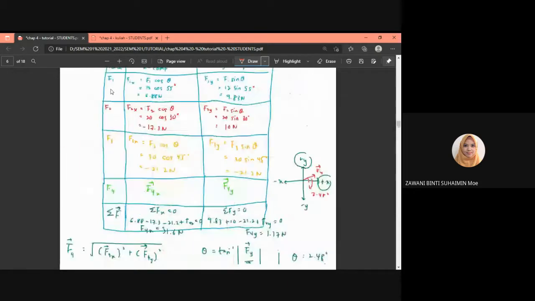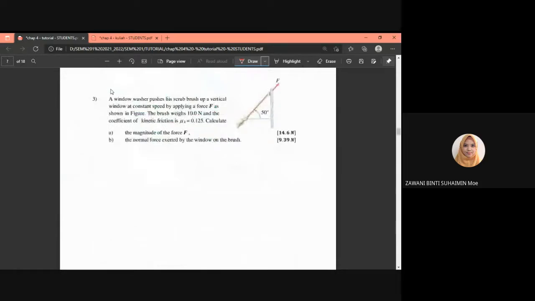Okay. Alright. So next we have a window washer pushes his scrub brush up a vertical window at a constant speed by applying a force as shown in the figure. The brush weighs 10 Newton and the coefficient of kinetic friction mu k is equal to 0.125. Calculate the magnitude of the force. Okay, so first we need to draw our free body diagram. Okay, so the situation is we have a window cleaner brushing the window. Okay, so now it asks for how much force is applied by the worker on the brush.